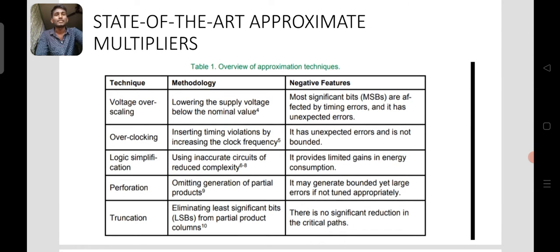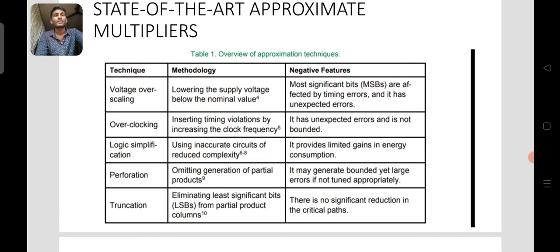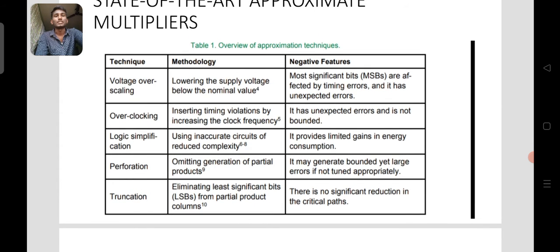Here you can see a table of state of the art approximate multipliers, an overview of approximation techniques. It includes technique, methodology and negative features. Here you can see voltage over scaling, which lowers the supply voltage below the normal value, so more significant bits are affected by timing errors, and it has unexpected errors. Others include overclocking, logic simplification, perforation and truncation.